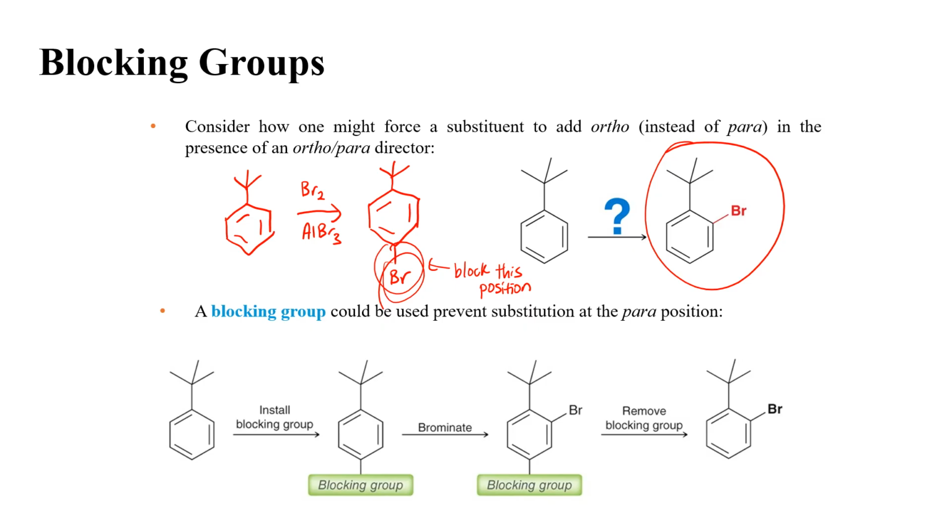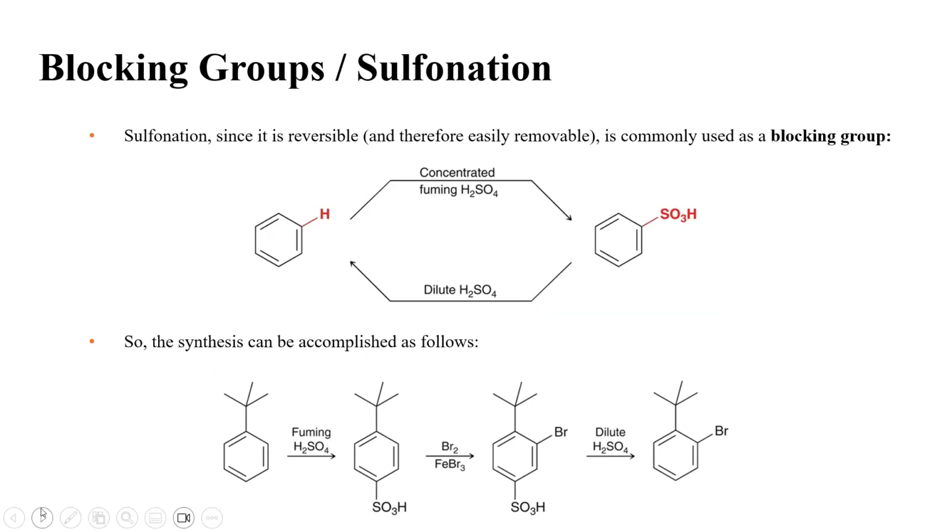Now, what are some blocking groups that we can use? I don't know if you remember, back in that previous video, we talked about sulfonation and how sulfonation is a reversible process. That's actually great because if it's reversible, you can easily remove it after you add it, right? Concentrated fuming H2SO4 is going to add a sulfonyl group, but then under dilute conditions, you can just take it off and go back to the H. So that's really convenient.